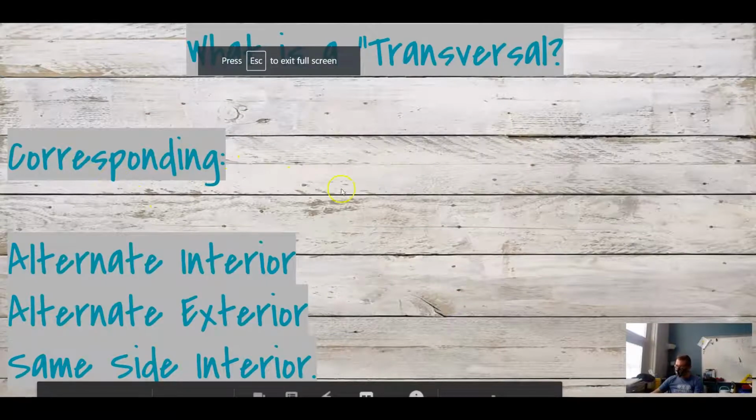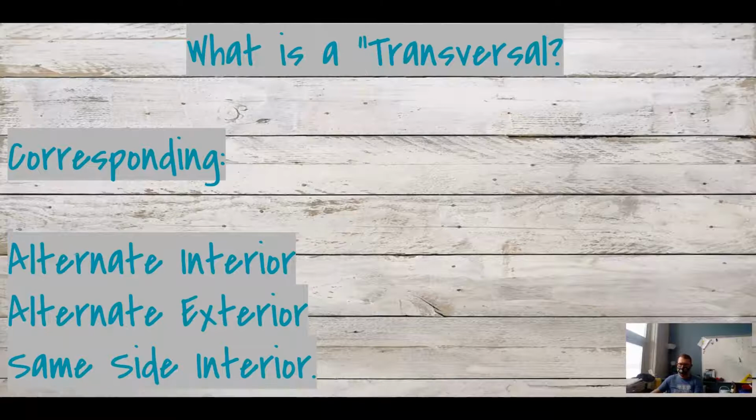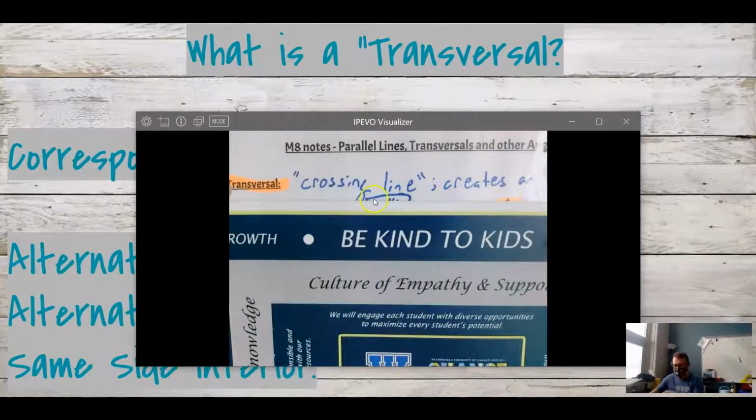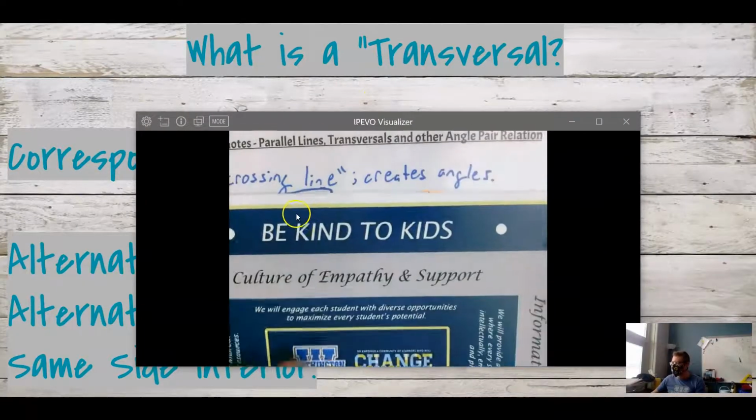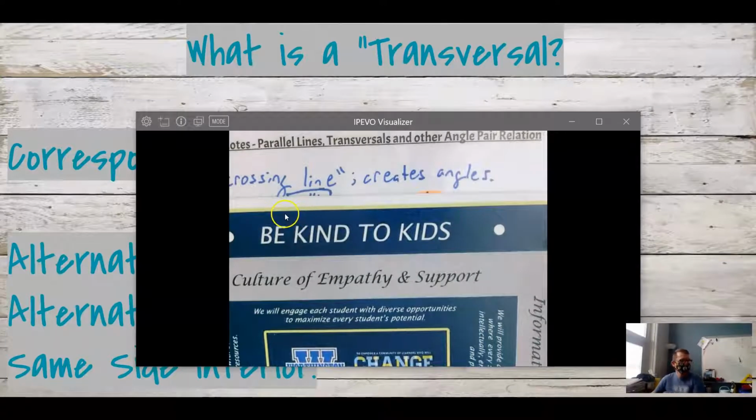So first off, a transversal is a line that crosses another line, right? If you want to make it as easy as possible, you can say crossing line, but what it creates is angles. So a transversal is not going to be curved, because it creates angles that we can measure, right? Angles created with straight lines. Lines, rays, points, intersections. Awesome.